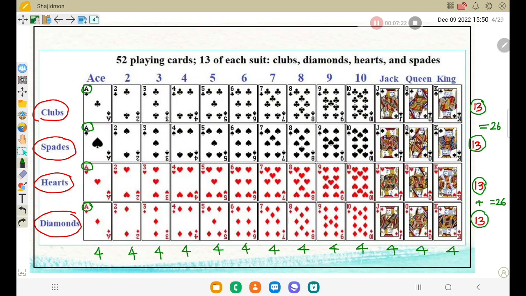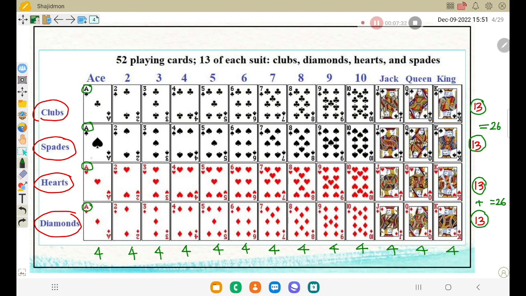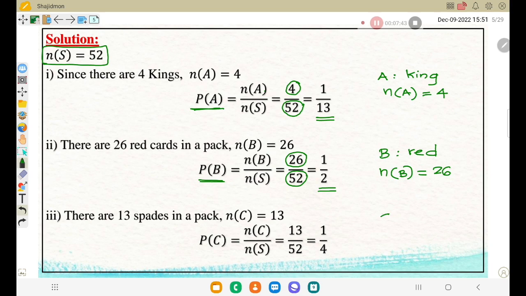Now what is the third part of the question? You can see the card is a spade card. The card is a spade card, that is the third one. How many spade cards do we have? You can see the spade card, 13 cards in total, correct? Spade means this symbol. How many cards are there with this symbol? There are 13 cards, correct? So we can say here C means we have a spade card. So how many elements in the event C? The number of outcomes favorable to the event C means there are 13 outcomes.